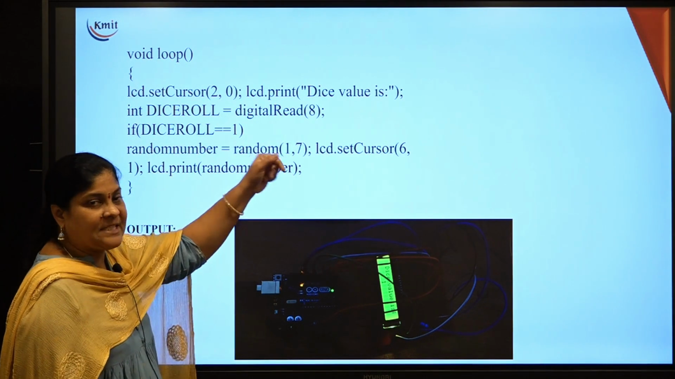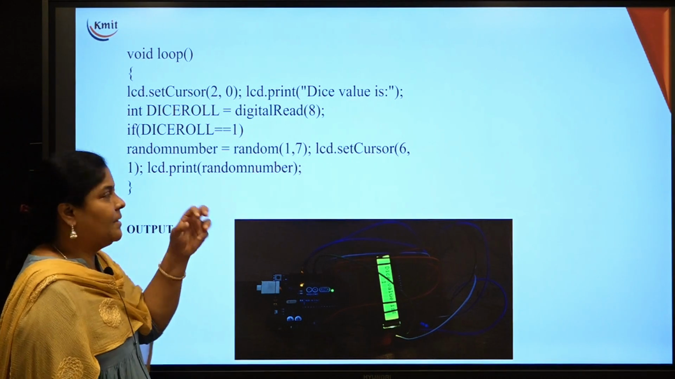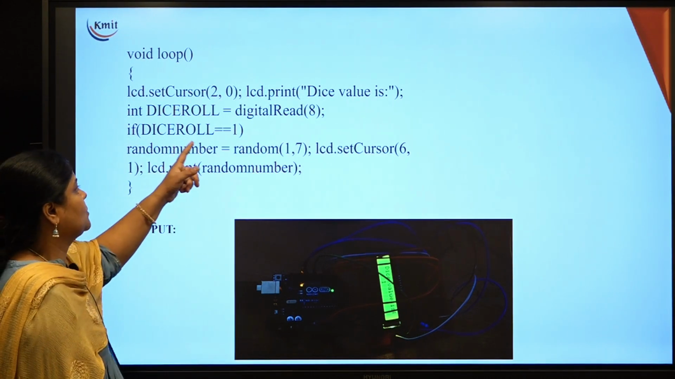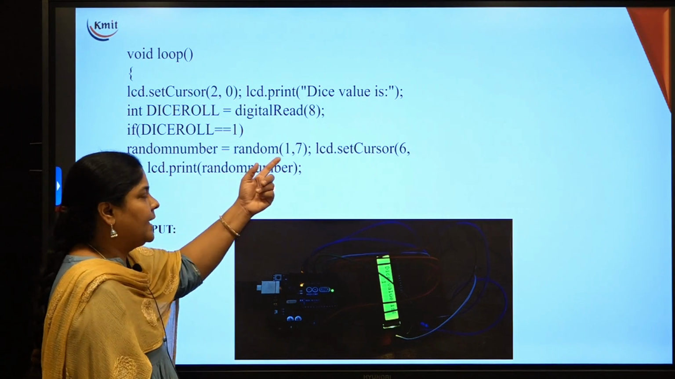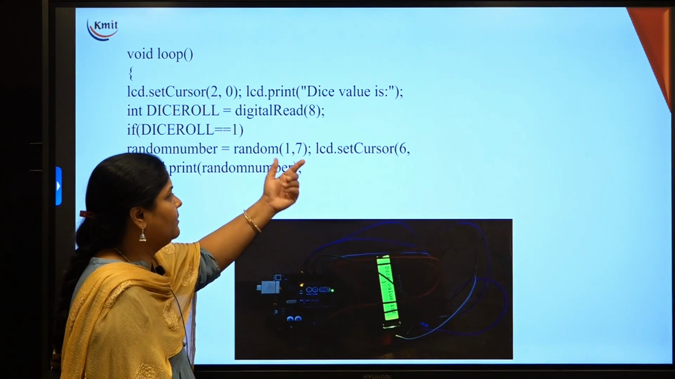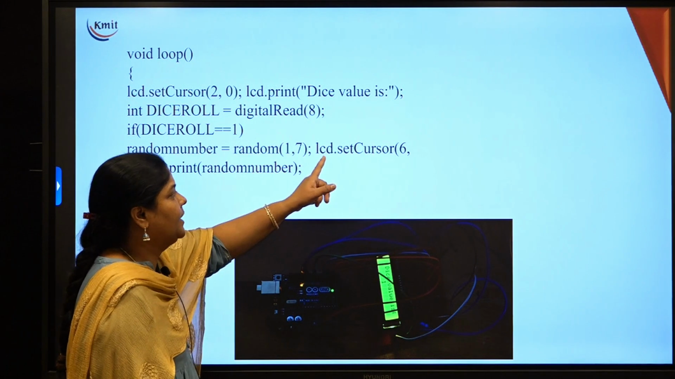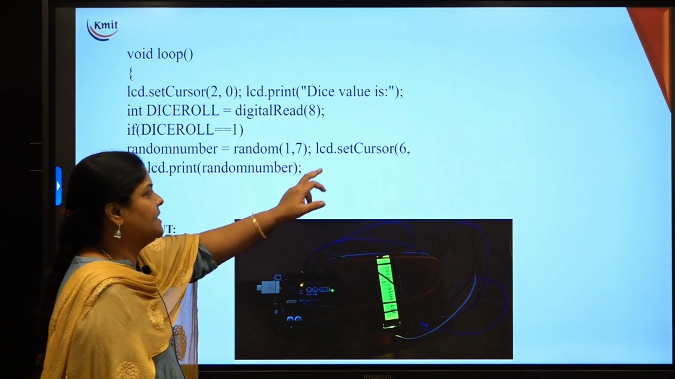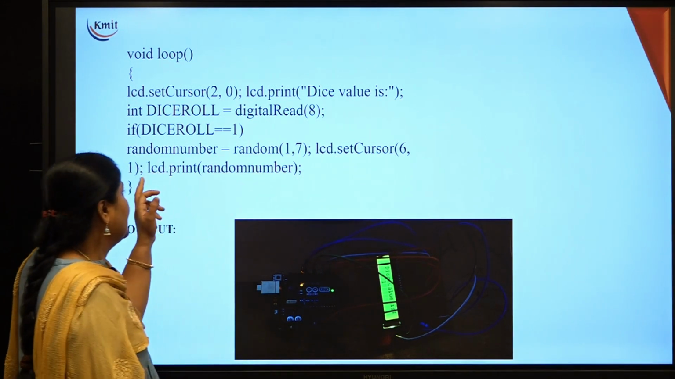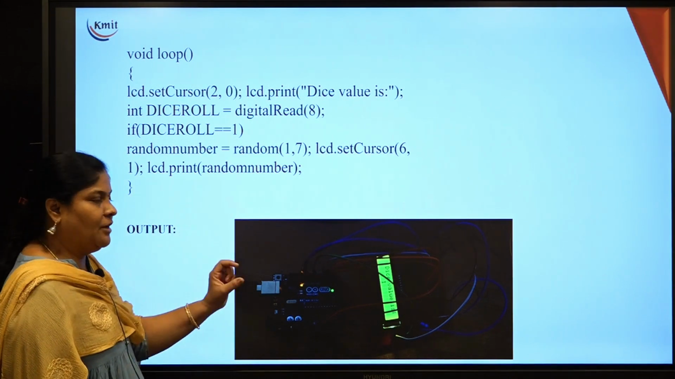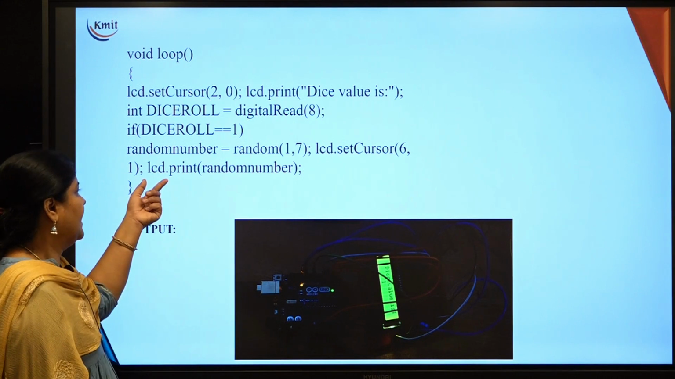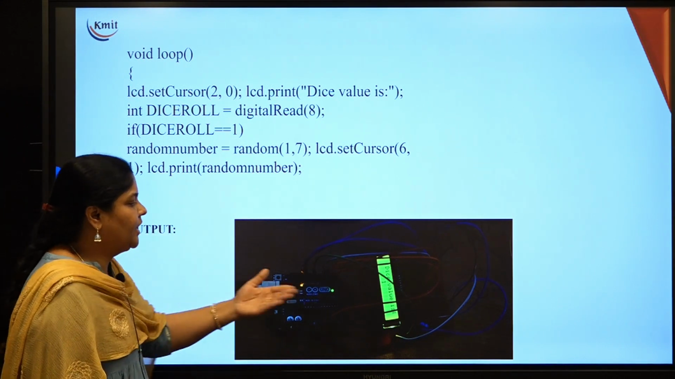So whenever you are pressing the push button, pin 8 is taking the value. If diceRoll is equal to 1, randomNumber is equal to random(1, 7), and then between this value, where it should print is based on the cursor which has been set, lcd.setCursor 6, 1. So, 6th column, first row, here you will be getting the value whether it is 1, 2, 3 like that, and then whatever you are getting you need to print onto the LCD.